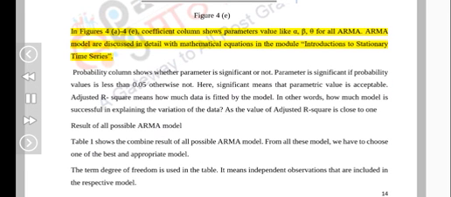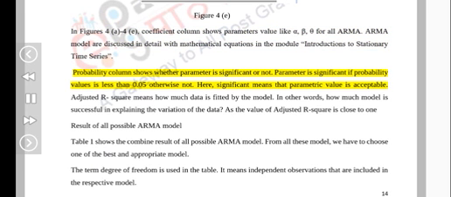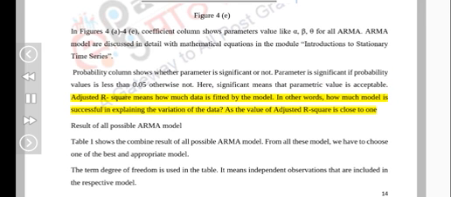ARMA models are discussed in detail with mathematical equations in the module, Introduction to Stationary Time Series. The probability column shows whether a parameter is significant or not. A parameter is significant if the probability value is less than 0.05, otherwise not. Here, significant means that the parameter value is acceptable. Adjusted R-square means how much of the data is fitted by the model, in other words, how successful the model is in explaining the variation of the data.